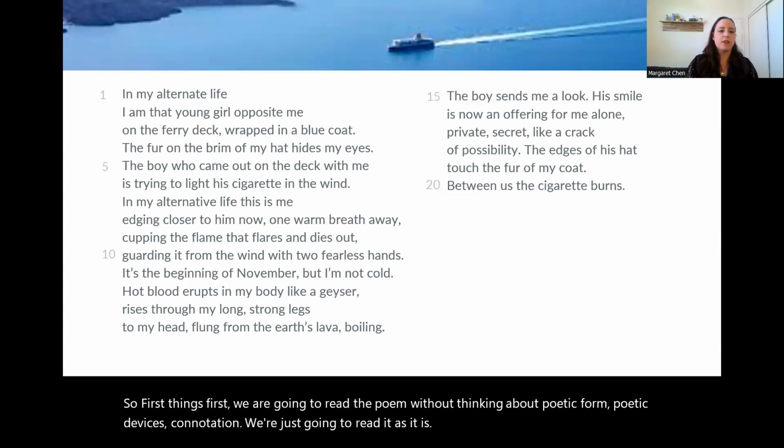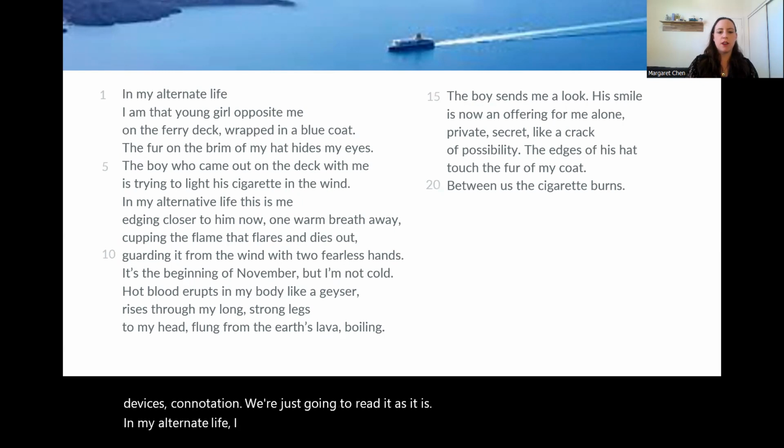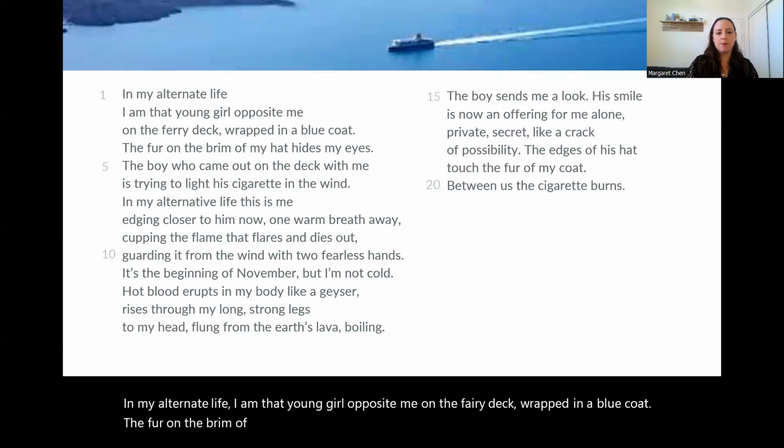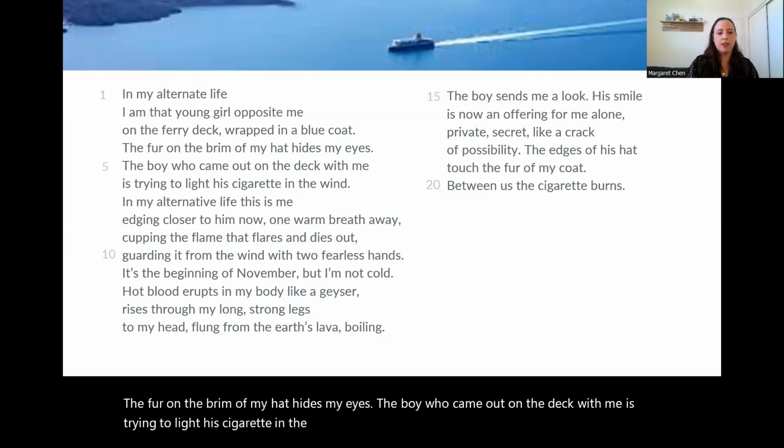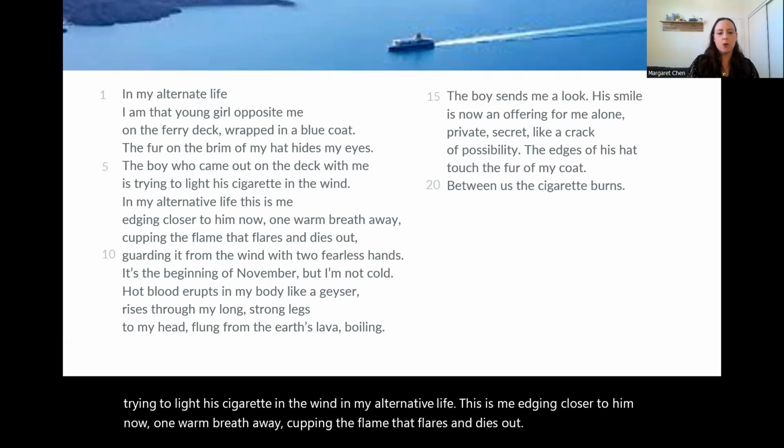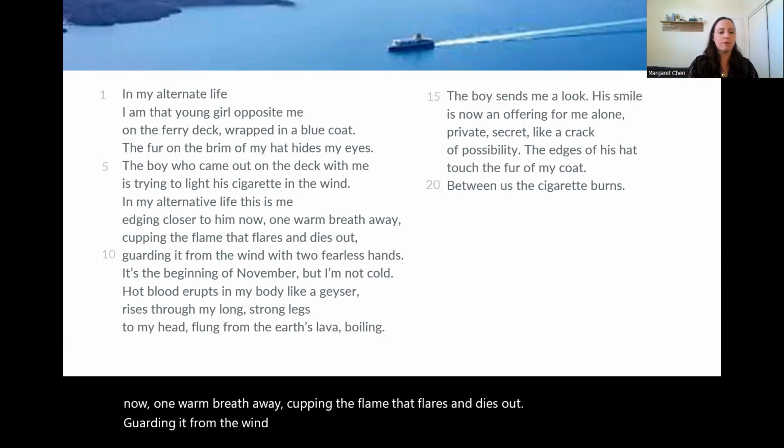In my alternate life, I am that young girl opposite me on the ferry deck, wrapped in a blue coat. The fur on the brim of my hat hides my eyes. The boy who came out on the deck with me is trying to light his cigarette in the wind. In my alternative life, this is me. Edging closer to him now, one warm breath away, cupping the flame that flares and dies out, guarding it from the wind with two fearless hands.